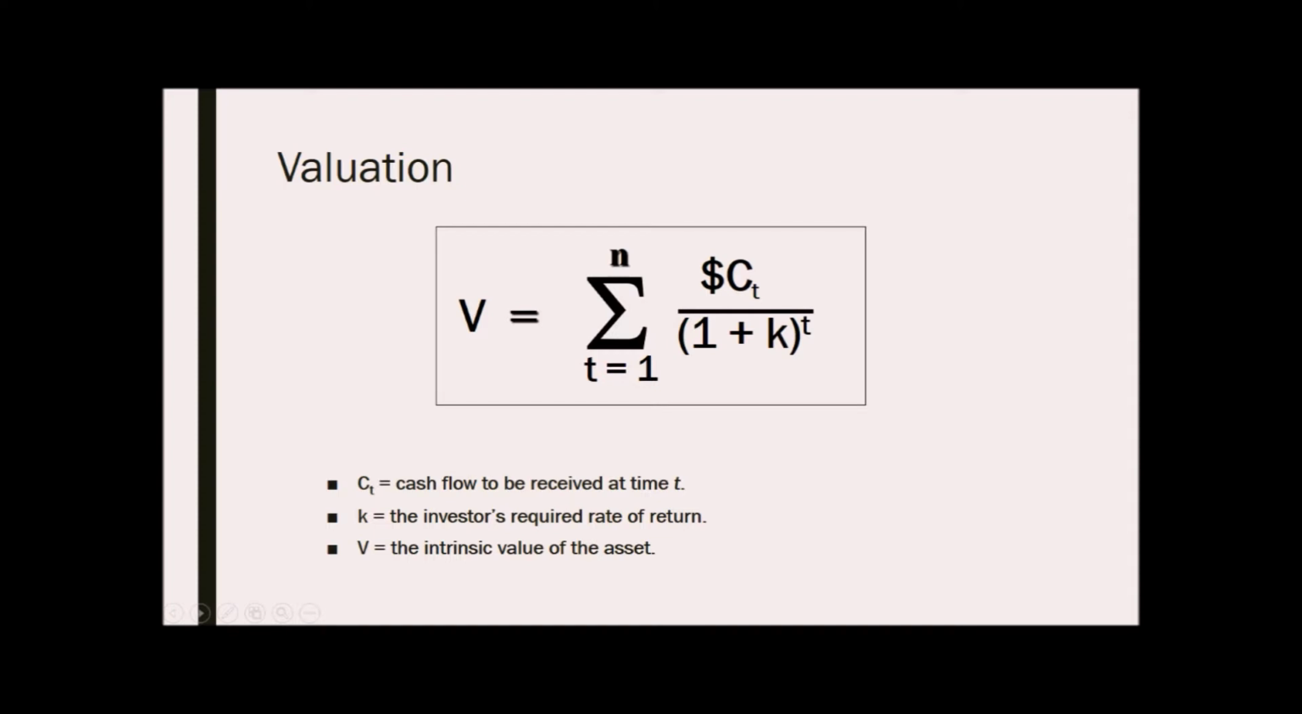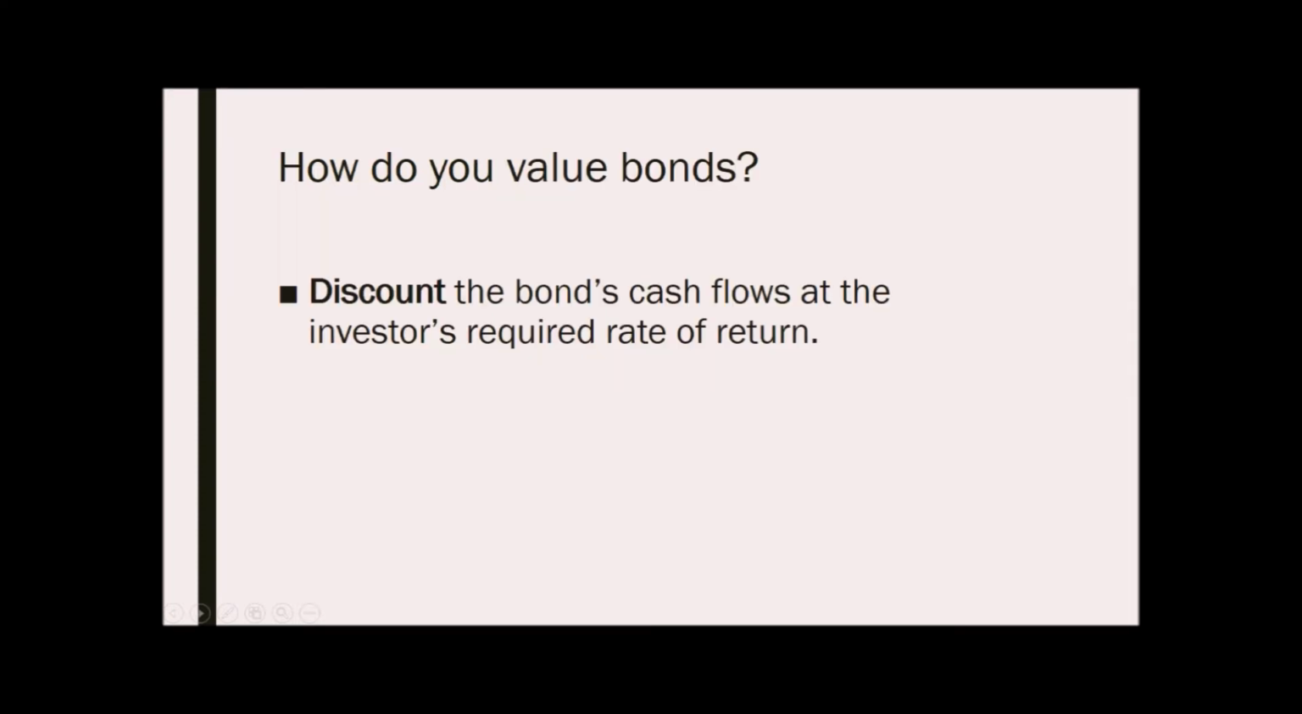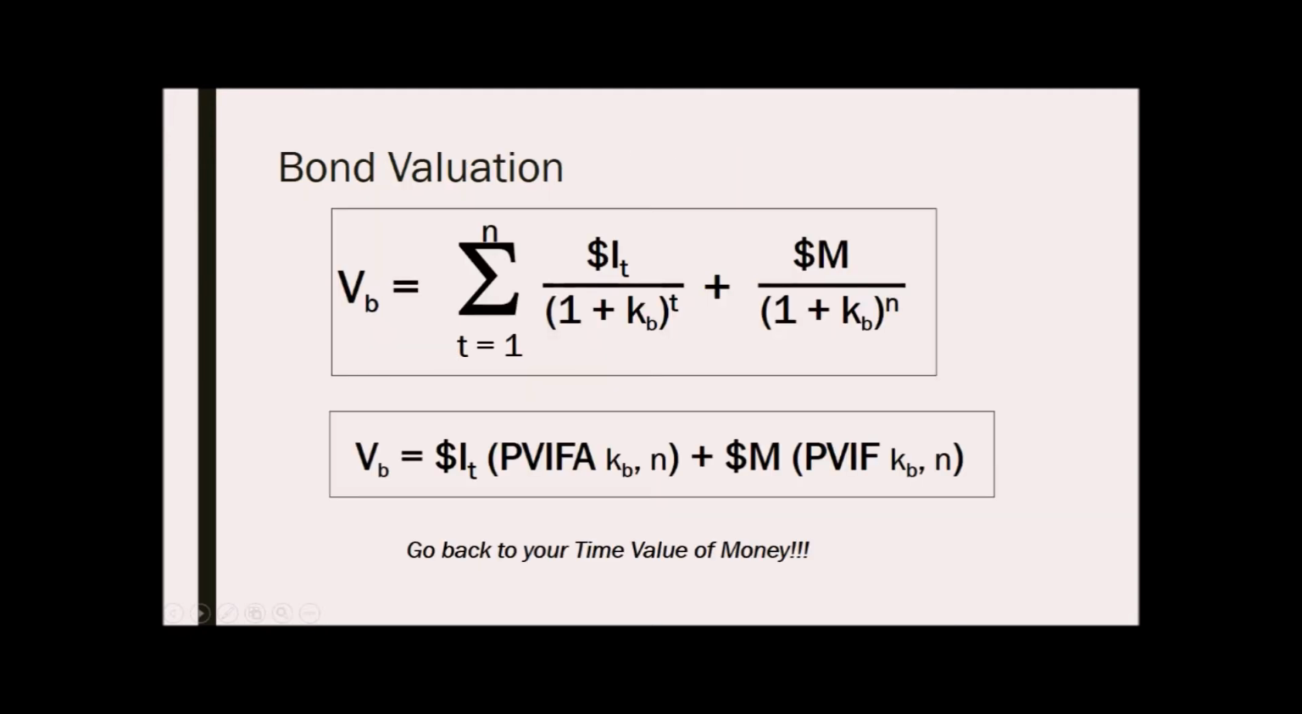Now we know the basics. Let's proceed to valuing bonds. We can value bonds by discounting the bond's cash flows at the investor's required rate of return. This can be seen in this formula. First, we need to find the present value of the bond's future cash flows. The present value is the amount that would have to be invested today to generate that future cash flow. Present value is dependent on the timing of the cash flow and the interest rate used to calculate the present value.